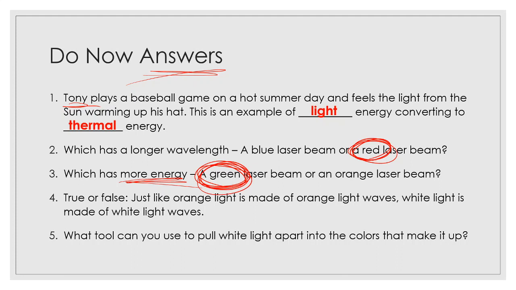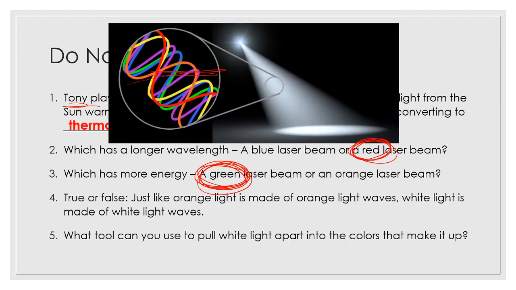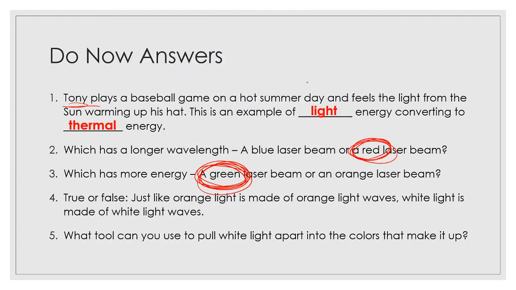Number 2 was red, number 3 was green. Number 4, true or false? Just like orange light is made up of orange light waves, white light is made up of white light waves. Well, we saw the other day that if you were to zoom into white light, look super close at it, you would not see a whole bunch of white light waves. There's no such thing, the same way that there are for the colors. Instead, when we zoom in super close, we see it is made up of all the different colors combined. So this one is going to be false.